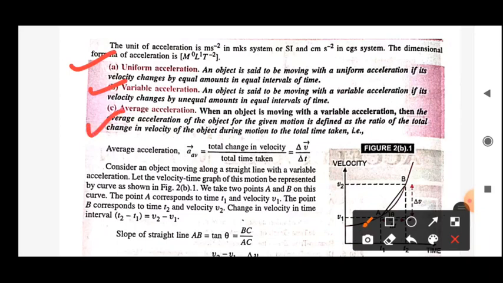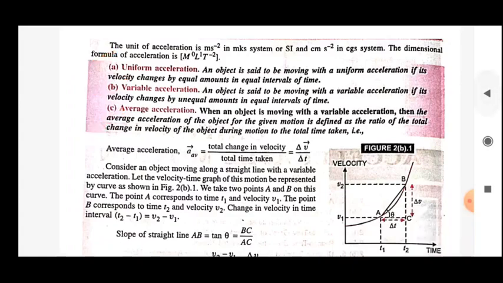And what is average acceleration? If we take the ratio of the total change in velocity to the total time taken, then that will provide you the average acceleration, just like we have discussed for average velocity or average speed.